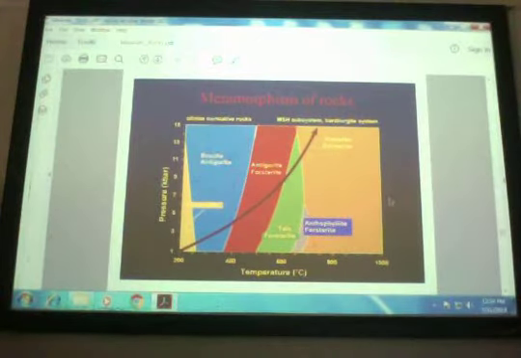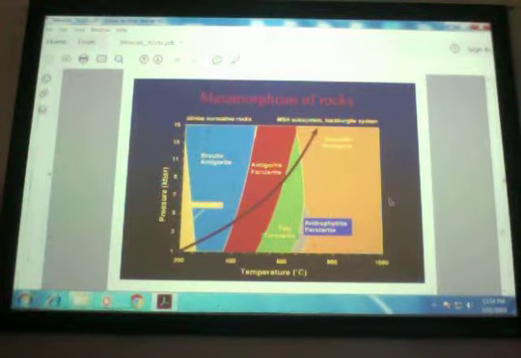That is then just a mixture between magnesium and iron. So the cummingtonite is then formed at lower temperatures.